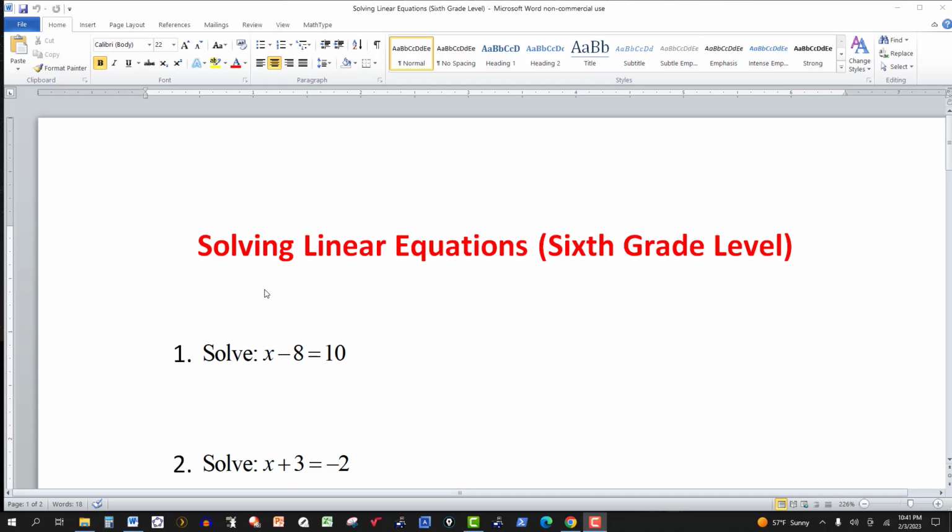In this video, we're going to be looking at how to solve a linear equation, and this will be at the 6th grade level. So it'll be pretty basic. First of all, an equation is simply a statement that two expressions are equal. And we're going to be looking at what they call linear equations or first degree equations.